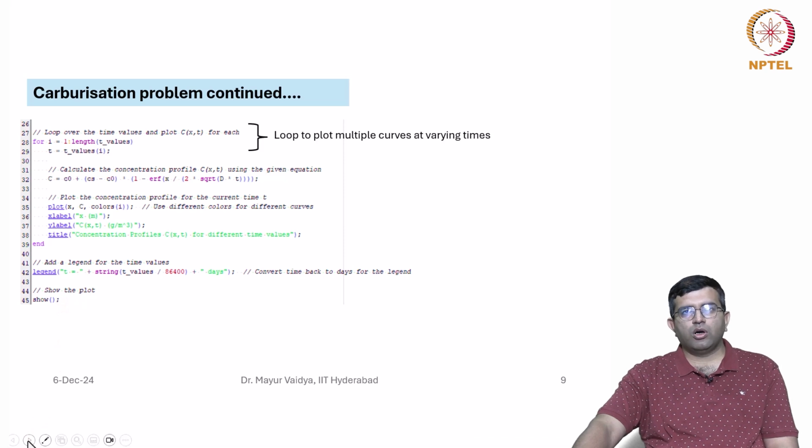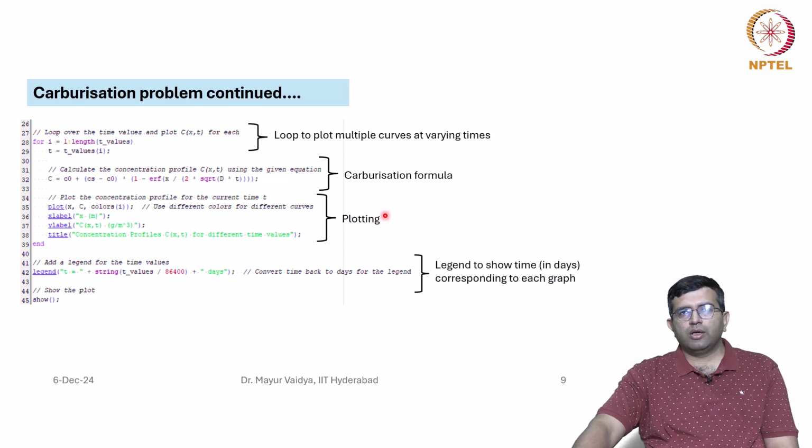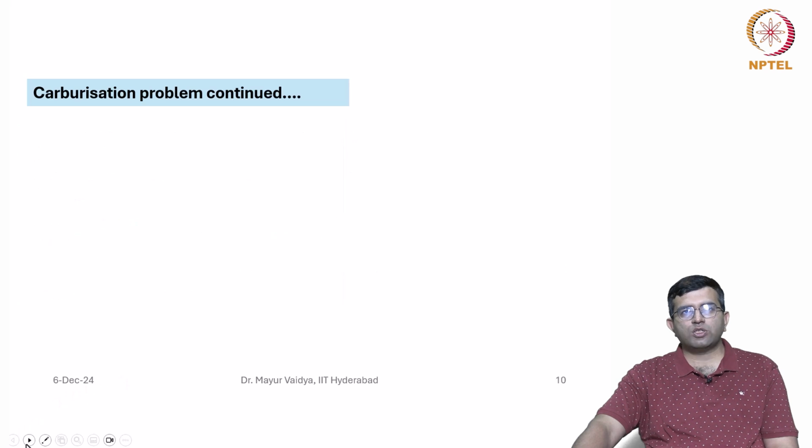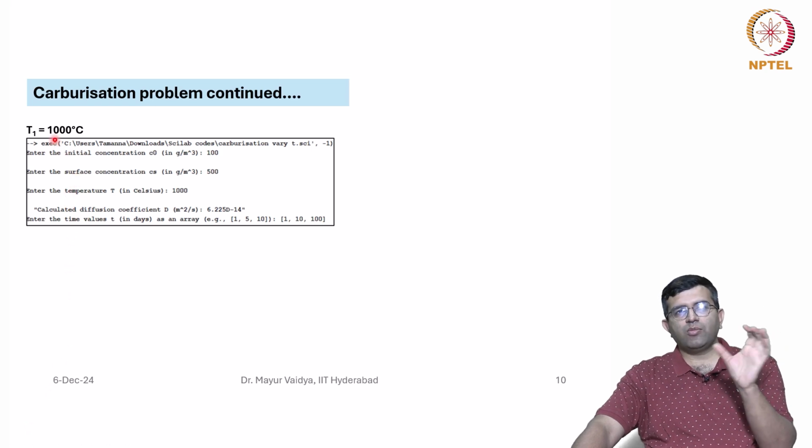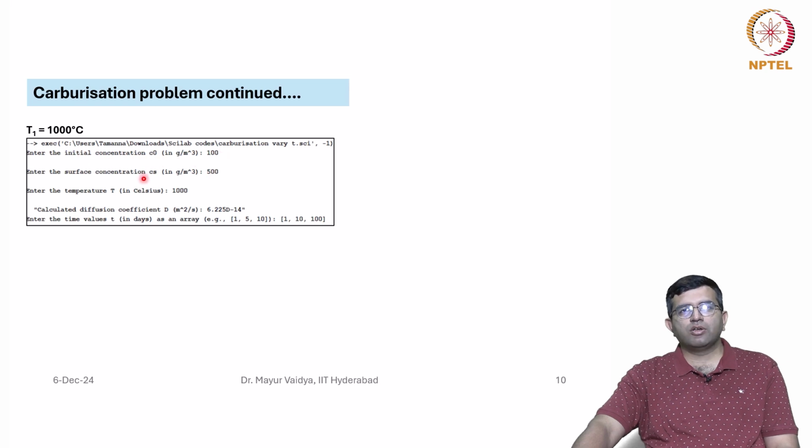So I have highlighted here again what each of these steps is doing. Now when you want to run this code, let us say we run it with the save and execute command. The first time, let us say I enter the initial concentration as 100, surface concentration as 500, and the temperature at which the experiment is done as 1000 degrees. Now the calculated diffusion coefficient shows as 10 power minus 14. Now enter the time values as an array.